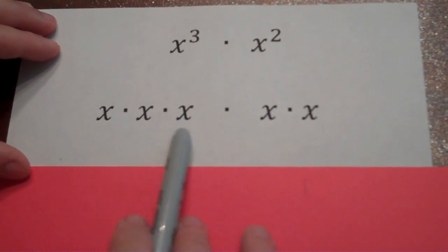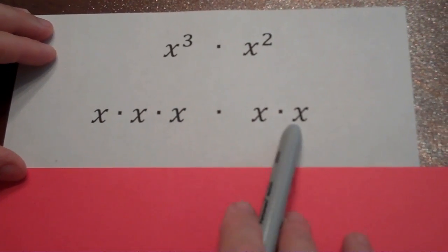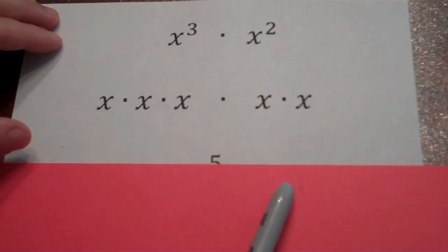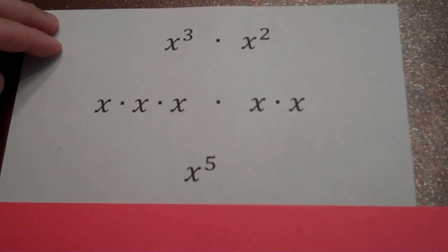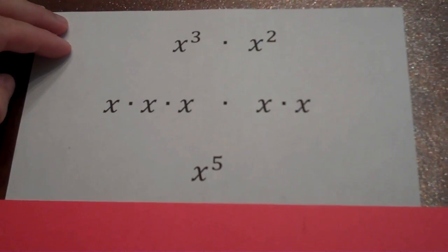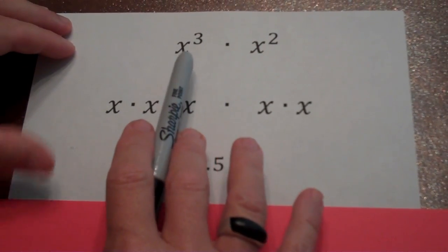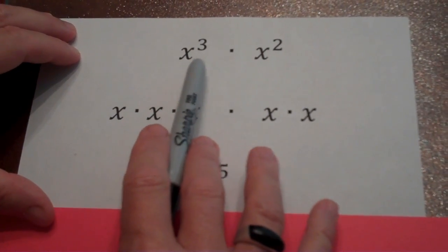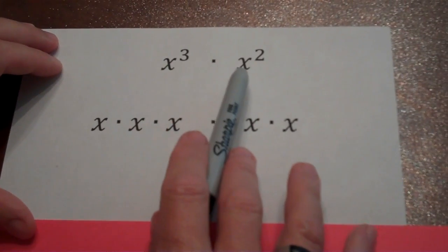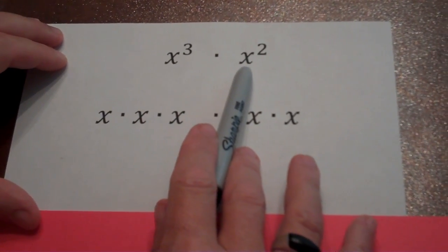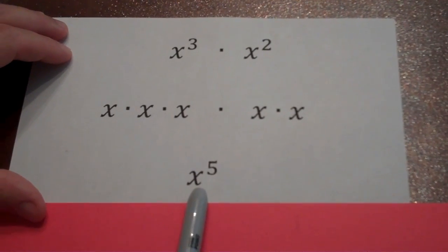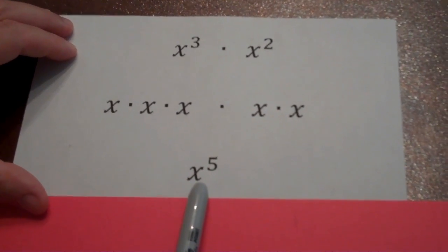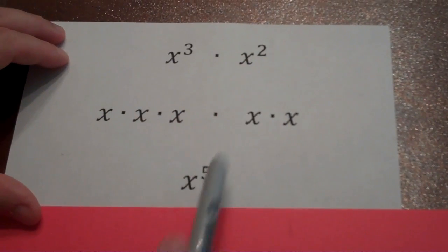So, if I have three x's multiplied together times two more x's multiplied together, that gives me a grand total of 5 x's multiplied together, or x to the fifth. So in this case, I literally want you to think of this as 3 x's multiplied together times 2 more x's multiplied together gives us a total of 5 x's multiplied together. So we literally just add our exponents. 3 plus 2 is 5.